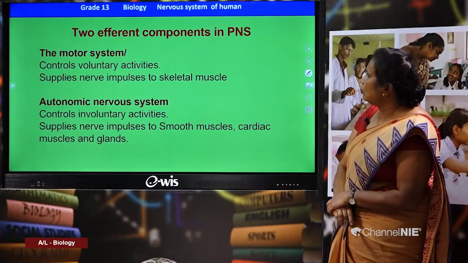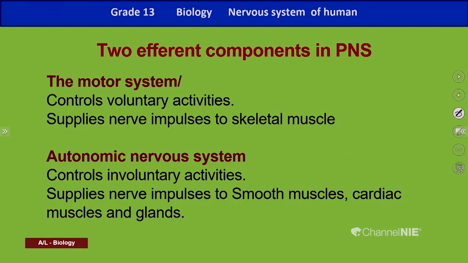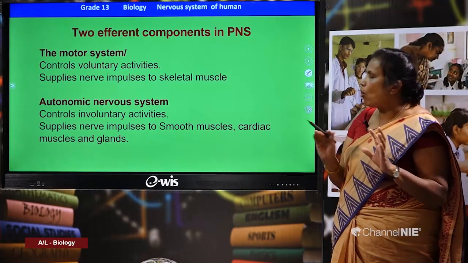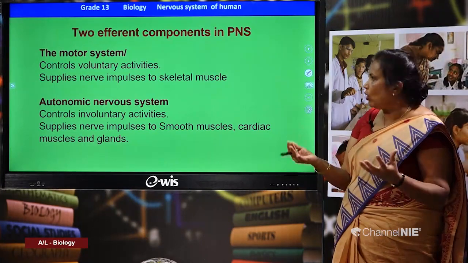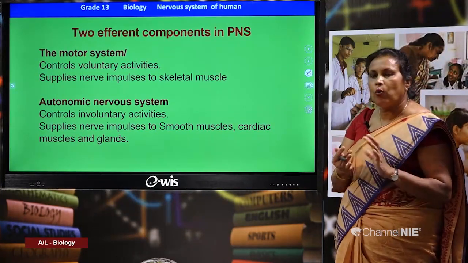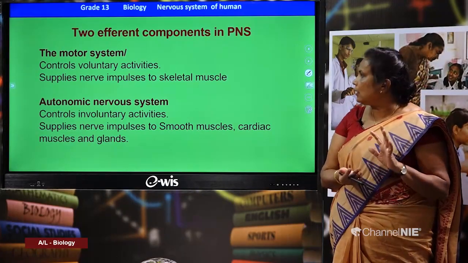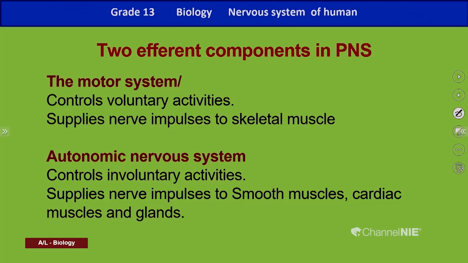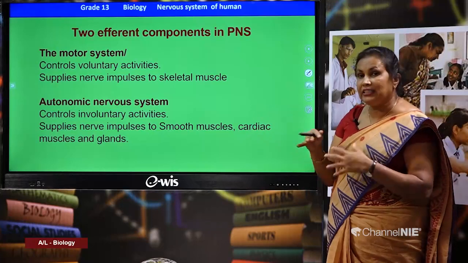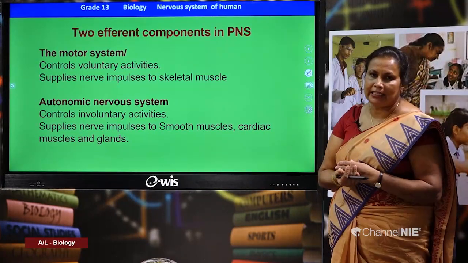Next, efferent. If you take the motor neurons, they have two efferent components, neurons in two different systems. One is called the motor system, which controls voluntary activities and supplies nerve impulses to skeletal muscles. The other system is called the autonomic nervous system, which also carries information from the brain and the spinal cord, related to involuntary activities.